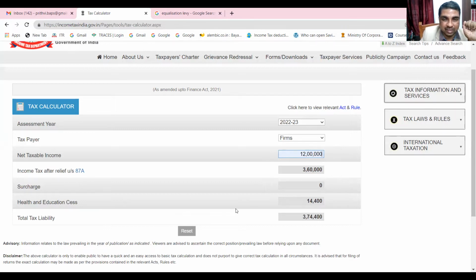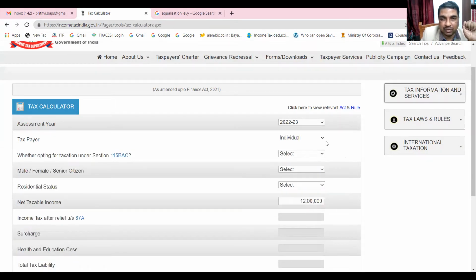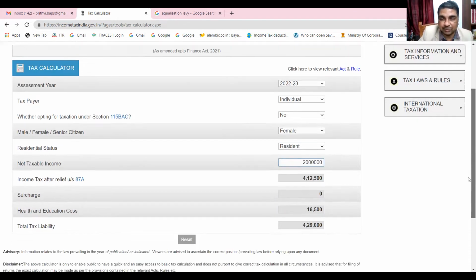There is no surcharge for this type of income. Health and education cess 4% on that. Tax liability is this. Now, once you know your tax liability, or one more example I'll say: let us say you are an individual, you are not opting for the new scheme. Let me take an example of a female. Let us say the status is resident. Here we put some amount, let's say you are putting 20 lakh. You can find out this is the tax.